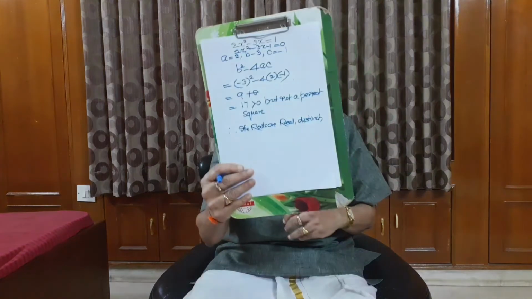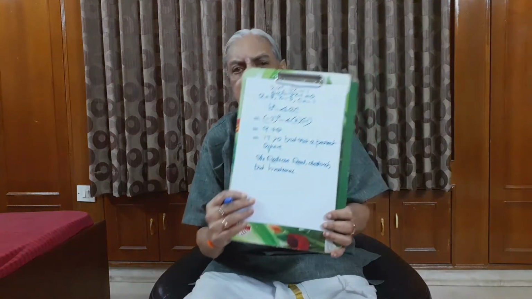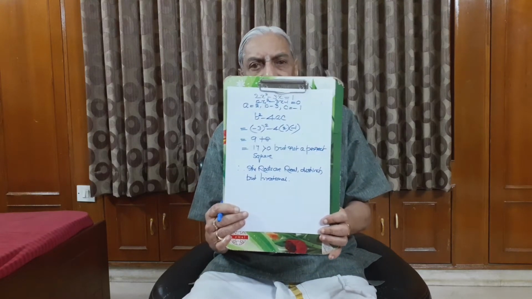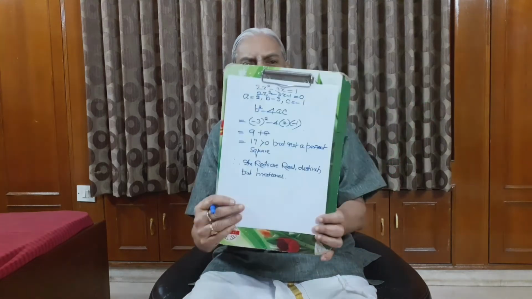Therefore, the roots are real. First one is real. And then the second one is distinct. Real, distinct, but irrational. The roots are irrational. Why? Because it is not a perfect square. Though it is greater than 0, it is not a perfect square. Therefore, the roots are real, distinct, but not rational. That is irrational. So, that's how I have finished the second problem.